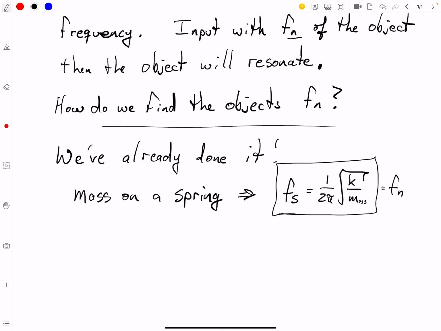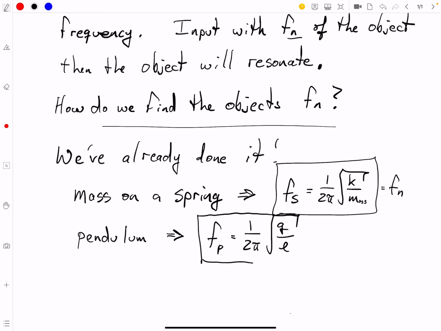Okay, and we did the same thing for a pendulum. And we found that the natural frequency for a pendulum is f = 1/(2π) times the square root of g over L. So that's the natural frequency for a pendulum.